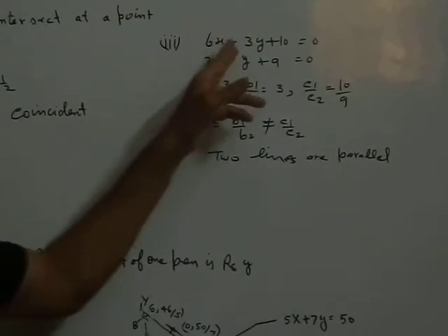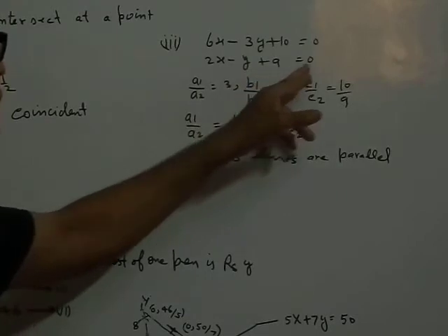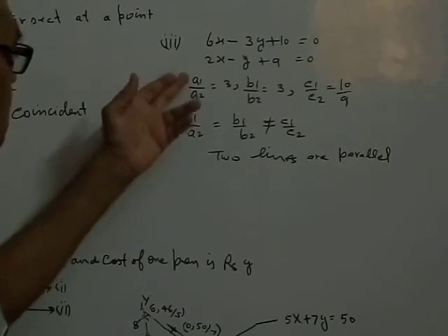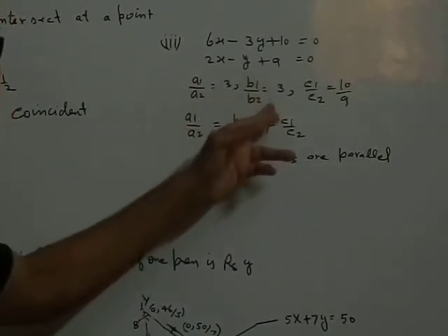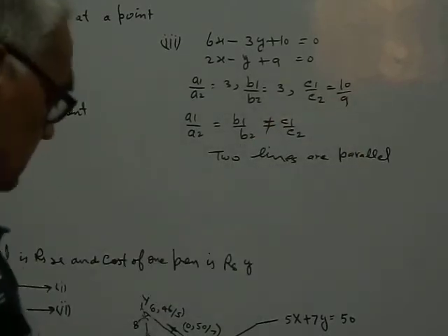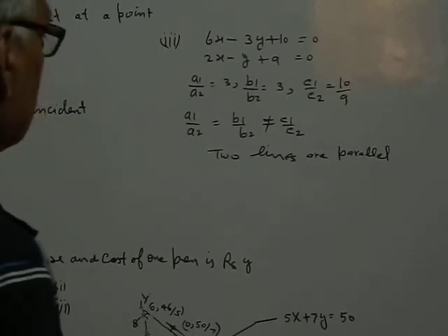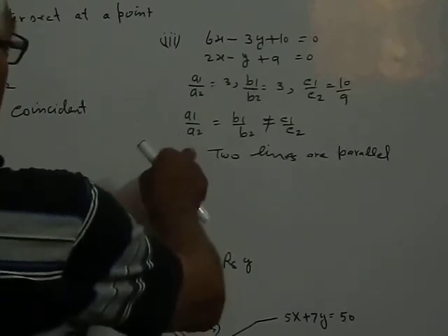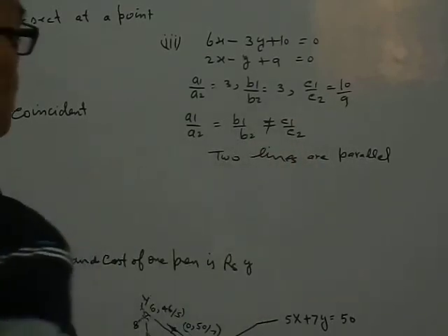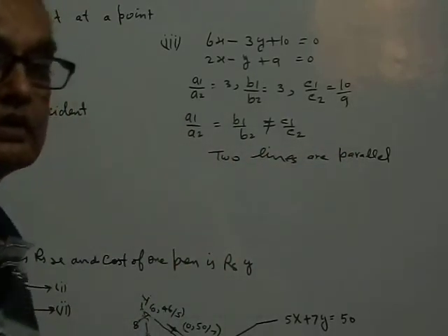The third part is 6x minus 3y plus 10 is equal to 0, and 2x minus y plus 9 is equal to 0. The ratio of coefficient of x, a1 upon a2, is equal to 3, b1 upon b2 is equal to 3, c1 upon c2 is 10 upon 9. Means a1 upon a2 is equal to b1 upon b2 is not equal to c1 upon c2. So these two lines will be parallel and they do not intersect.